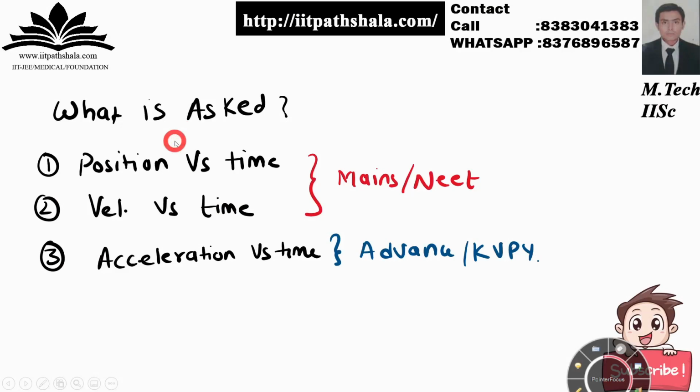So what we are going to study under these graph sections over here, we are going to study position versus time graph. We are going to study velocity versus time graph. Now these two portions are more important for the NEET and the mains point of view. Whereas the third one, acceleration versus time graph, is more commonly asked in advanced and KVPY.